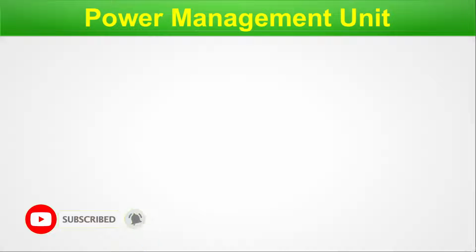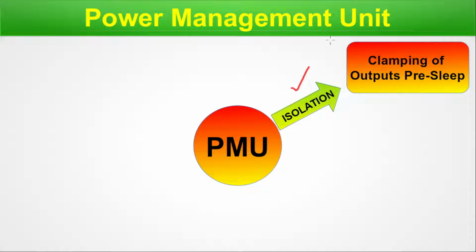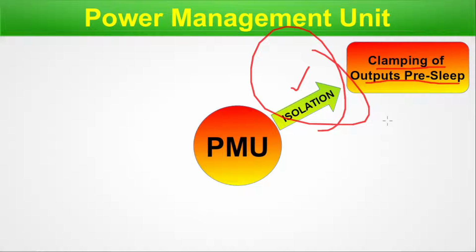Here we will explain the power management unit through infographics. Here is our PMU or PMB. First thing it does kind of operation is the isolation. Here what is performed in the isolation is the clamping of the output pre-sleep. So before sleeping it clamps the output. So this is called isolation.